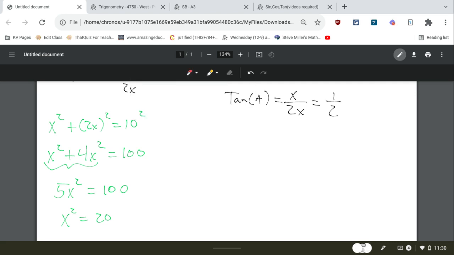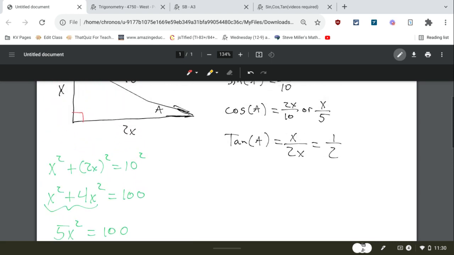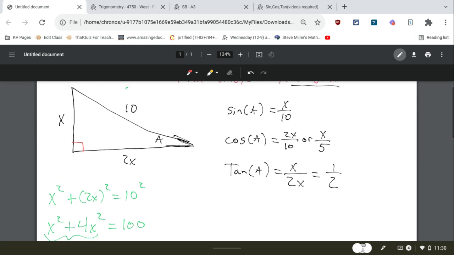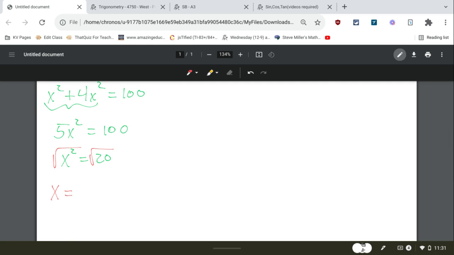And now we can take the square root of both sides. So x is going to equal the square root of 20. You could go up here and replace all these x's with the square root of 20, and that would be your answer. If you wanted to make it a decimal, you could. What I'm going to do is simplify this root 20. Root 20 is the same as root 5 times root 4, and then the root 4 is going to turn into a 2. So x is equal to 2 square root 5.